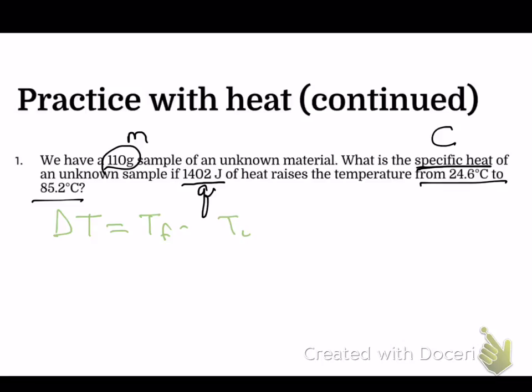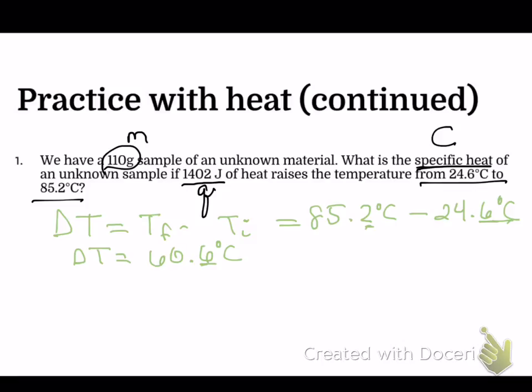So I've got to read this question. When it says from 24.6 to 85.2, that means that my final is going to be 85.2, and my initial is 24.6. Okay, now our delta T ends up being 60.6 degrees Celsius. Remember that when you're subtracting, your significant figures are based on the place value, and so both of these numbers have a tenths place, so that means that my answer needs to have a tenths place as well.